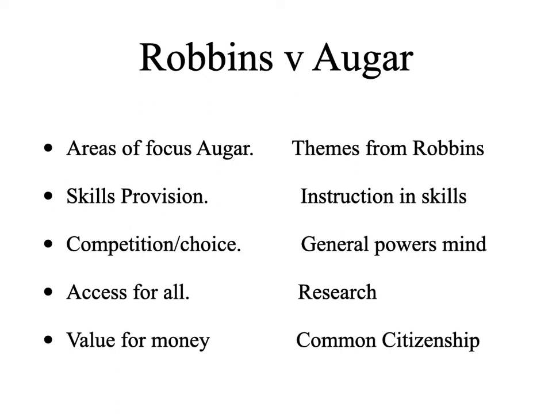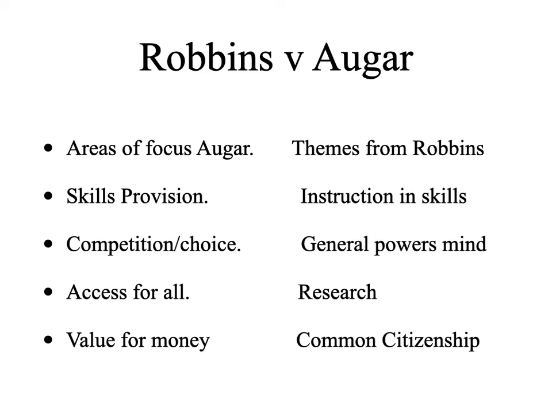I mentioned earlier the Robbins report and the Augar Review that was commissioned by Theresa May and reported later to Boris Johnson's government. And if you remember, the focus in Robbins was instruction in skills, general powers of mind, research and common citizenship. And the Augar Review also had 4 key focuses, but only one of them really reflects the Robbins 4, and that is skills provision.